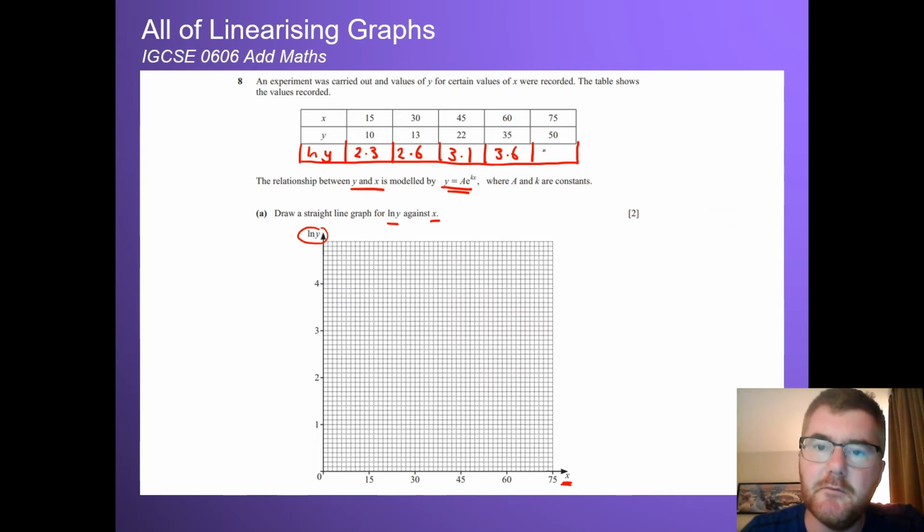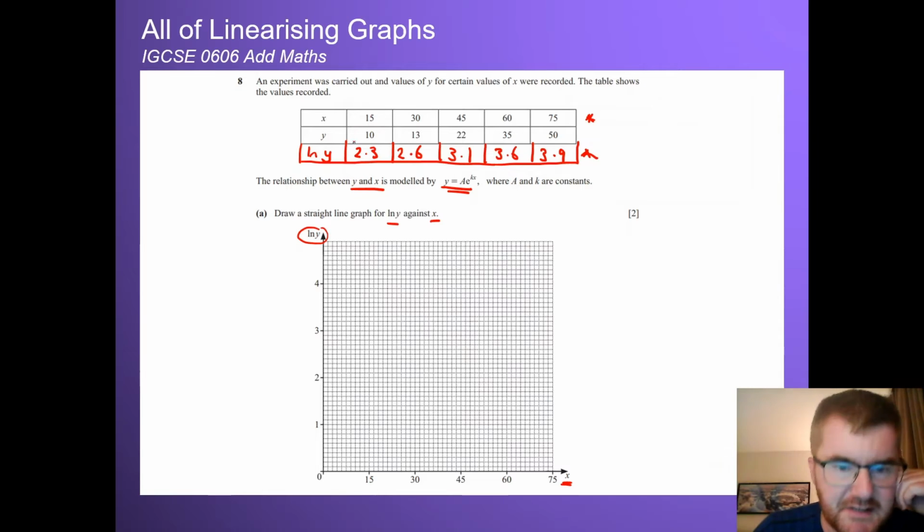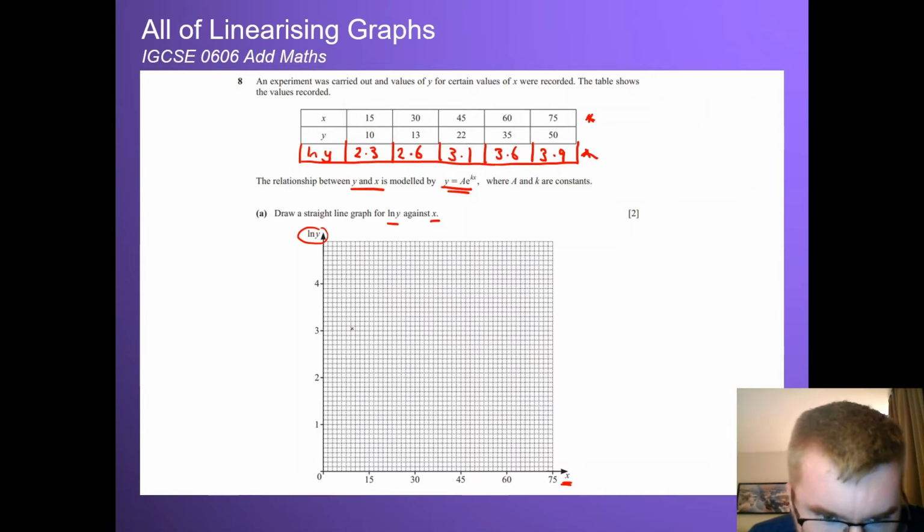Okay, so we pop those values in and all we're going to do is plot these values against these values on here, making sure we're nice and accurate. So we've got 15 and 2.3. I think we're going up in 0.1s. 1, 2, 3, 4, 5, 6. Yeah, we are. Always something to double check. So we're going 2.3. It's important we do this accurately. You'll see why. 2.1, 2.2, 2.3.